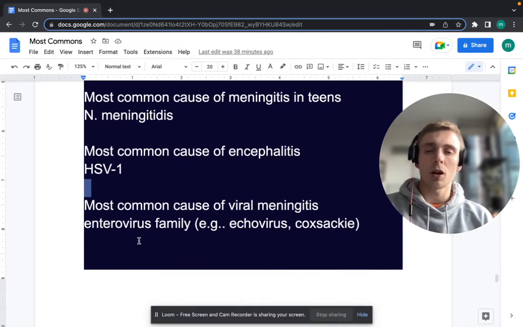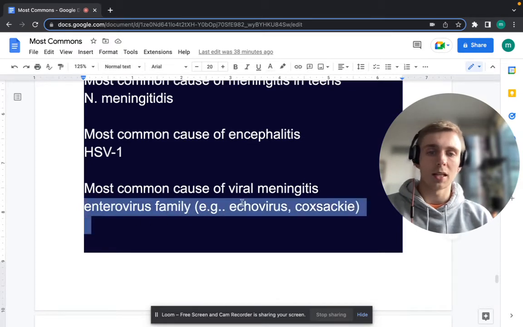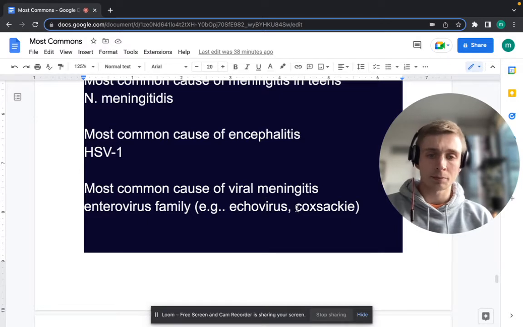So what is the most common cause of viral meningitis? That's going to be the enterovirus family. So the enterovirus family, that's going to be like echovirus, Coxsackie B virus, Coxsackie A virus.